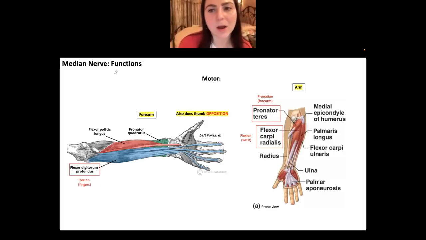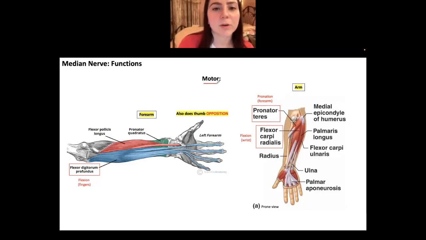We're now at the point where it's going to be a lot of the same thing. We're moving a little bit further down the arm now. The median nerve and the ulnar nerve really don't have too many functions up here in the top part of the arm. It's really more towards the forearm and the hand now with the median and the ulnar.